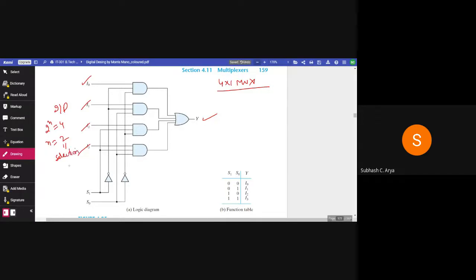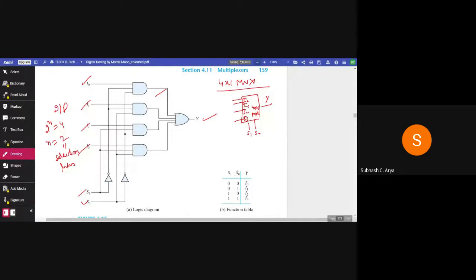And what are those selection lines? They are labeled here S0, S1. These are the selection lines. These are the inputs and these are the outputs. So if I draw a block diagram of a 4 cross 1 multiplexer, I0, I1, I2, I3 are the inputs, and one output, and two selection lines S0, S1. So this is the block diagram of a 4 cross 1 multiplexer. Okay, but what is inside this block? This is the circuit. Inside the circuit, it is like that.